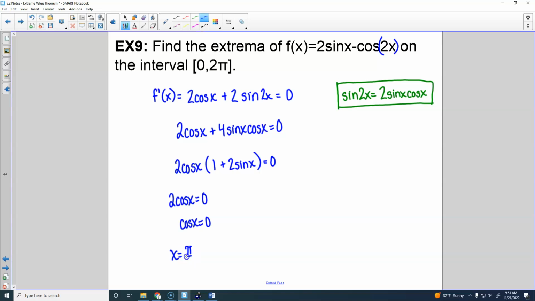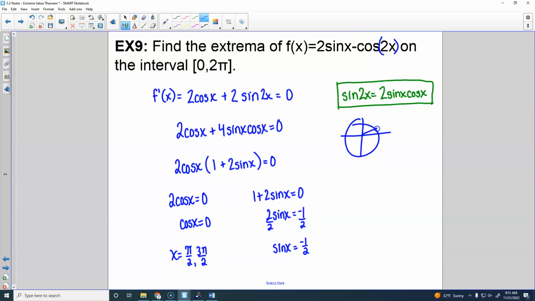Pi over 2 and 3 pi over 2. So we got those two critical values. For 1 plus 2 sine x equals 0, we'll subtract the 1. We'll divide by 2. So sine of x will equal negative 1/2. Oh, that's a little harder. Unit circle.